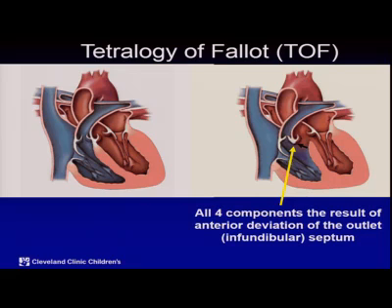So this outlet septum, if you displace it anteriorly, this will lead to crowding of your pulmonary valve, so this will cause pulmonary stenosis. It will also open up a VSD. It will also drag the aortic valve with it and cause overriding of the aorta. And finally, because of the high pressures in the right ventricle, you will have right ventricular hypertrophy. There you go. We explained all 4 components with just one embryologic abnormality, which is anterior deviation of the outlet septum.